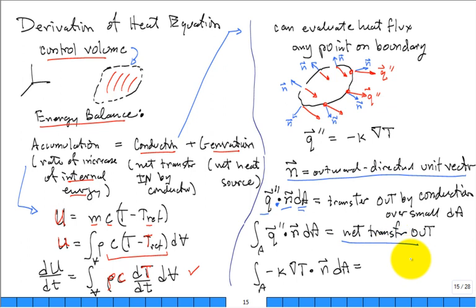Professor, is this going to work if the outward directed is in that direction and the heat flux is actually in the opposite direction? Sure. It'll be a negative out. It'll be an in, actually. The math will work.